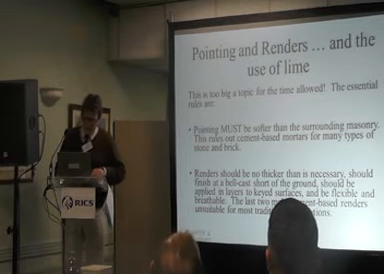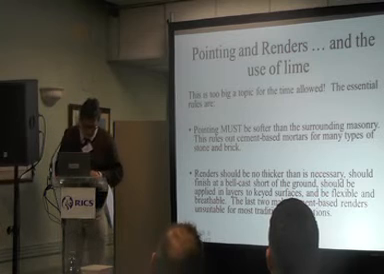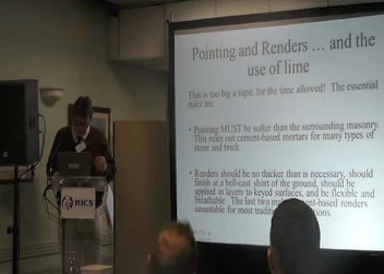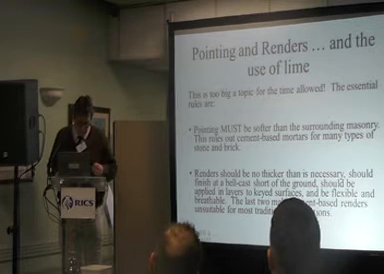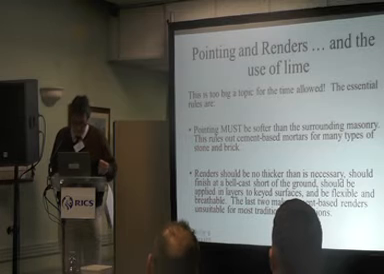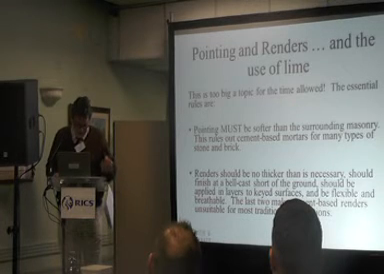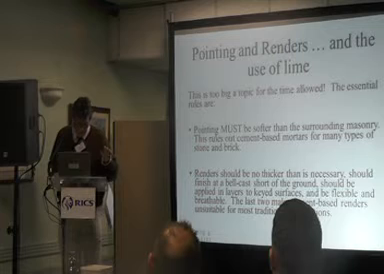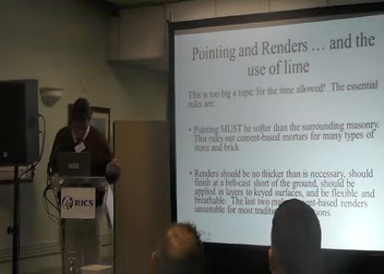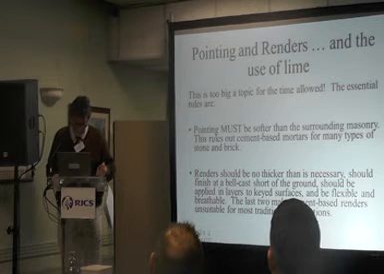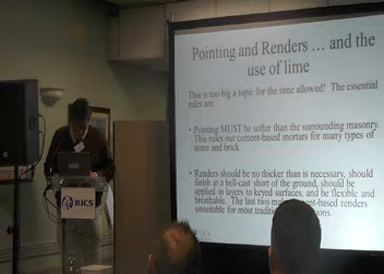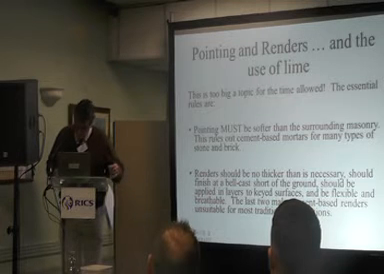Pointing and renders and the use of lime. This is a huge topic. The essential rules are that pointing must be softer than surrounding masonry, and this will rule out cement-based mortars for many types of stone and brick. Renders, no thicker than is necessary, should finish at a bell cast short of the ground, should be applied in layers to keyed surfaces, and again be flexible and breathable. These last two make cement-based renders unsuitable for most traditional applications. Flexibility is especially important, and we'll see that in lime in two ticks.